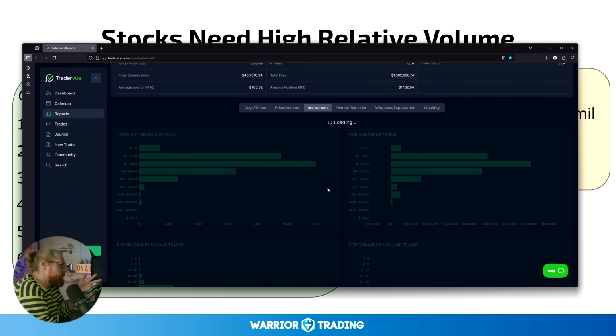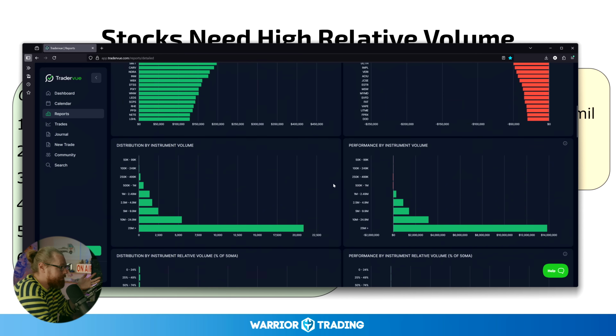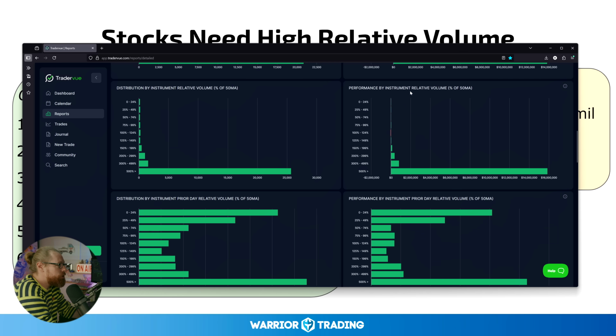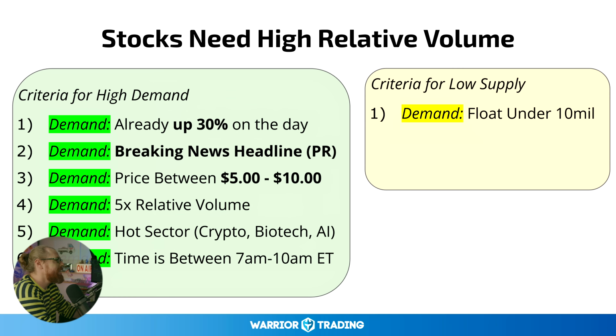So this is where we better understand, for instance, that 5 times relative volume makes a significant difference. So if we go right down here, performance by instruments relative volume right here. This is the table that shows you that almost all of my profit right here is when we have 5 times above average volume. So why would something have 5 times above average volume? It's because of that news catalyst, right? So this all ties into that relationship between supply and demand.